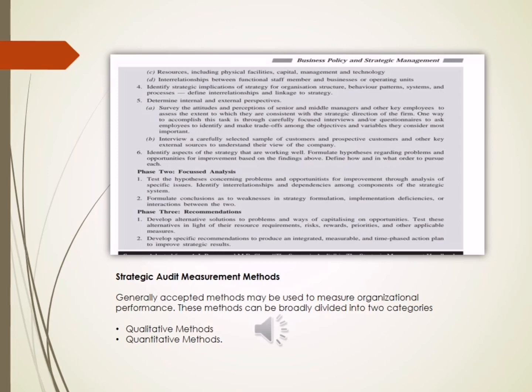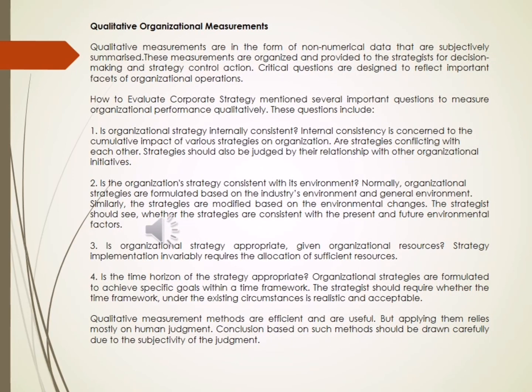For the strategic audit measurement methods, generally accepted methods may be used to measure organizational performance. We have two methods here. First is the qualitative methods and then the quantitative methods. Qualitative organizational measurements are a form of non-numerical data that are subjectively summarized. These measurements are organized and provided to the strategist for decision-making and strategic control action. Critical questions are designed to reflect important facets of the organizational operation.